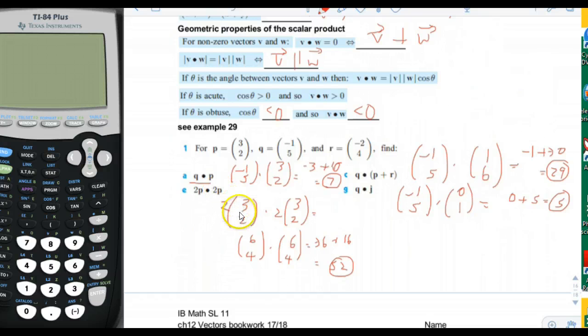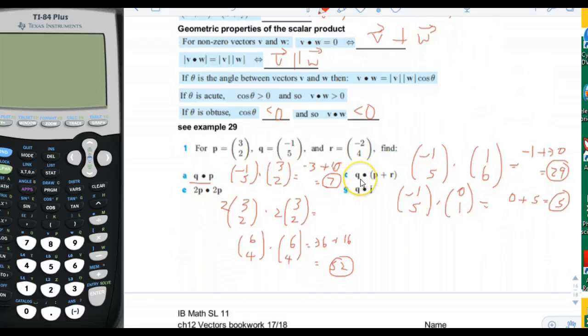Then we're going to do 2p dotted with 2q. So 2 times the p vector dotted with 2 times the q vector is going to give us (6, 4) dotted with (6, 4). We multiply the two 6's together, we get 36. We multiply the two 4's together, we get 16. Then we add them together and we get 52. That's the dot product of 2p dotted with 2q.